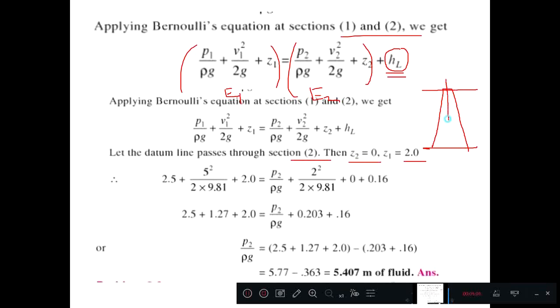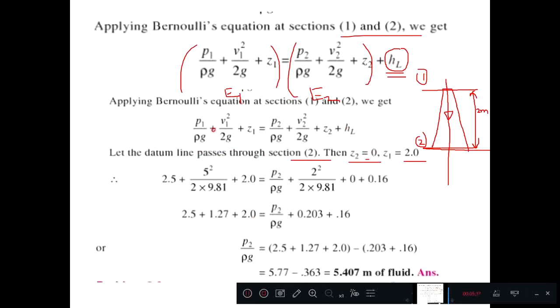The water is flowing in the downward direction like this, and this is section 2. Sorry, this is section 2 and this is section 1. Considering this as the datum head, the datum passes through section 2, and with respect to the datum, the height of section 1 is 2 meter. Hence Z2 is 0, Z1 is 2 meter.